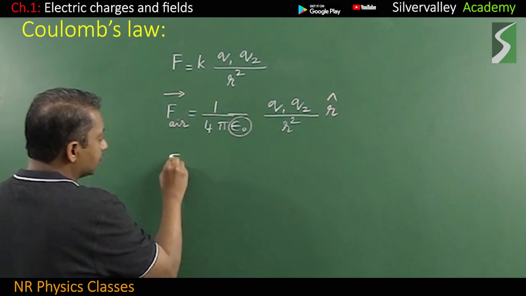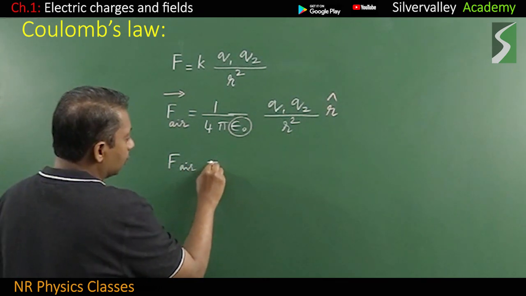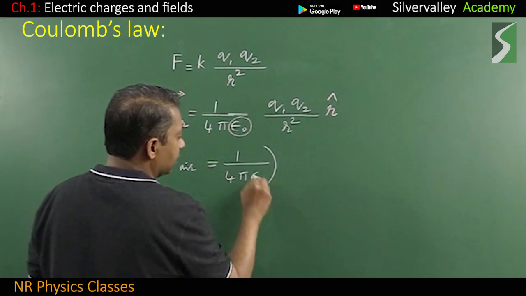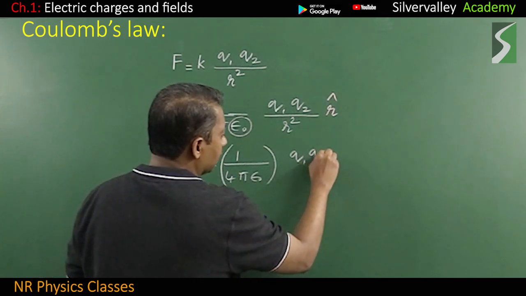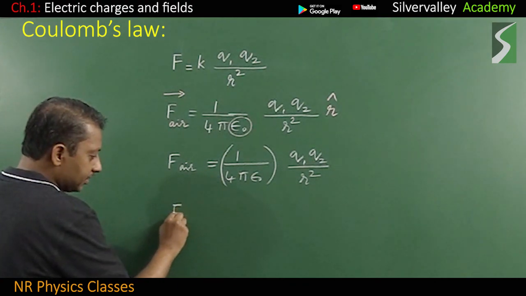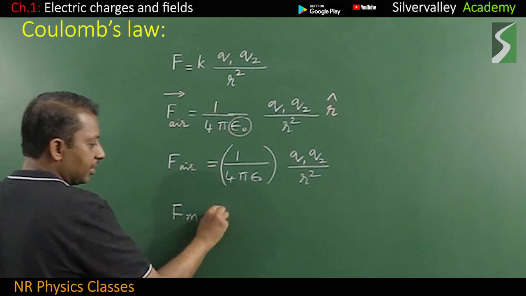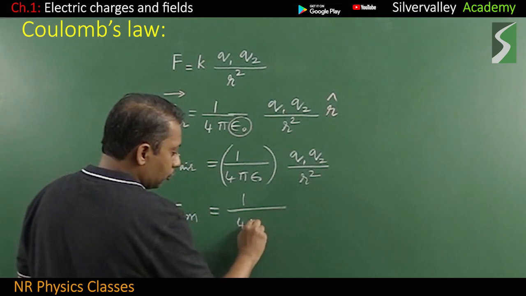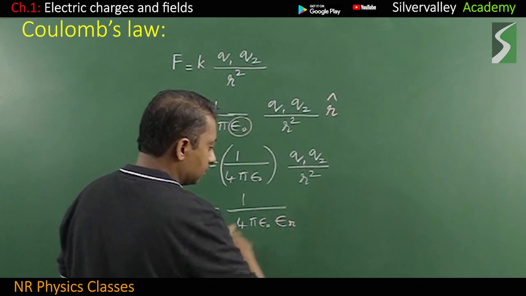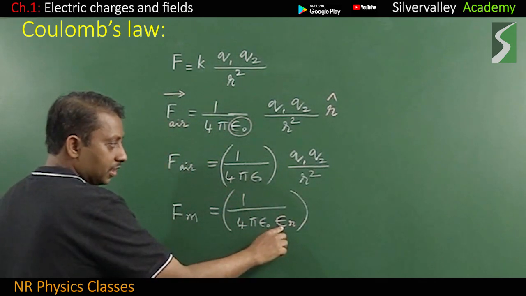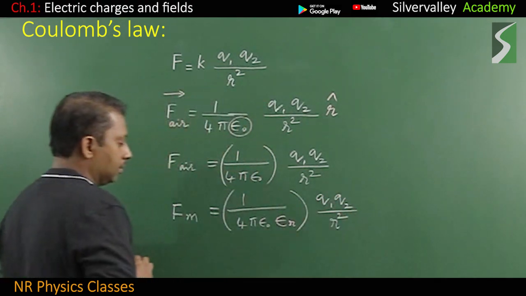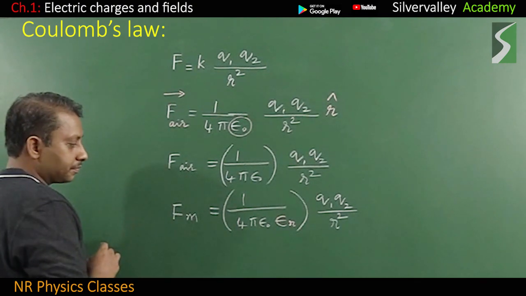Now, force in air equals 1 by 4 pi epsilon naught into Q1 Q2 by R square. If the two charges are separated by some medium, force in medium equals 1 by 4 pi epsilon naught epsilon R into Q1 Q2 by R square.